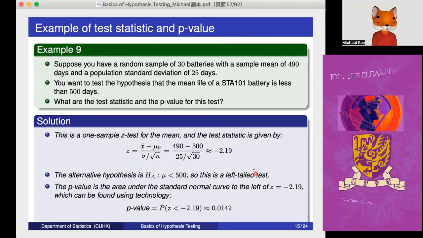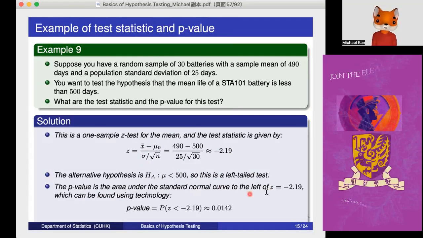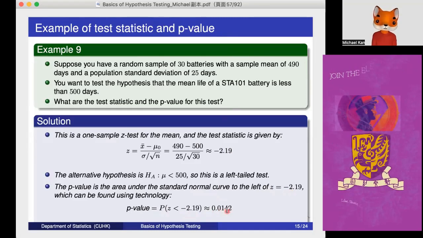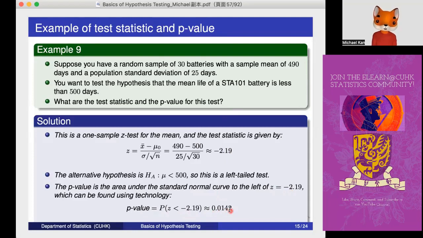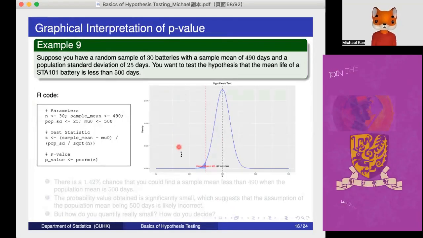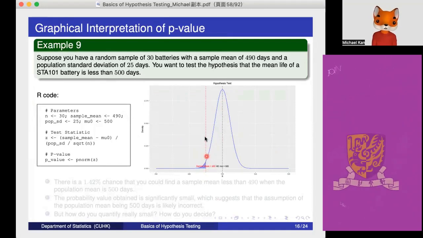As for the alternative hypothesis, we decided it to be mu is smaller than 500. So this is a left-tailed test. The p-value is what we will use to make the next decision. We just use a standard normal curve to calculate the area on the left side, the probability of getting a value smaller than z equals negative 2.19. The p-value is then 0.0142. What does it represent?